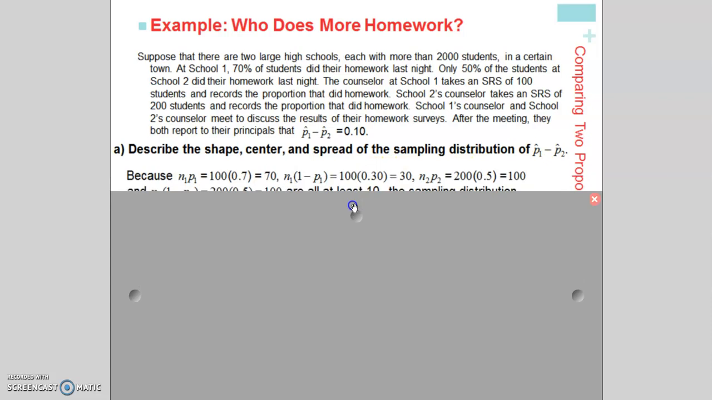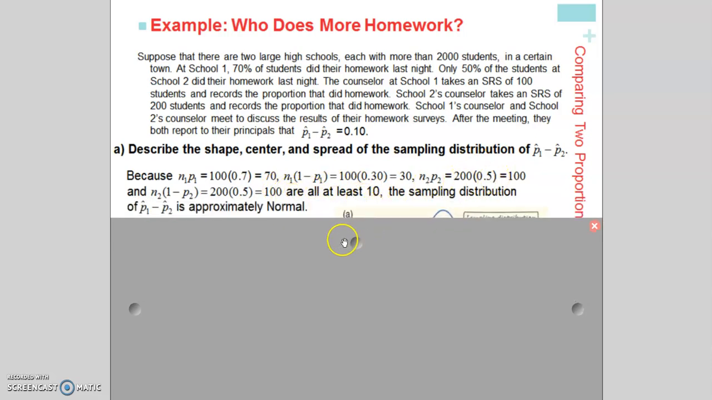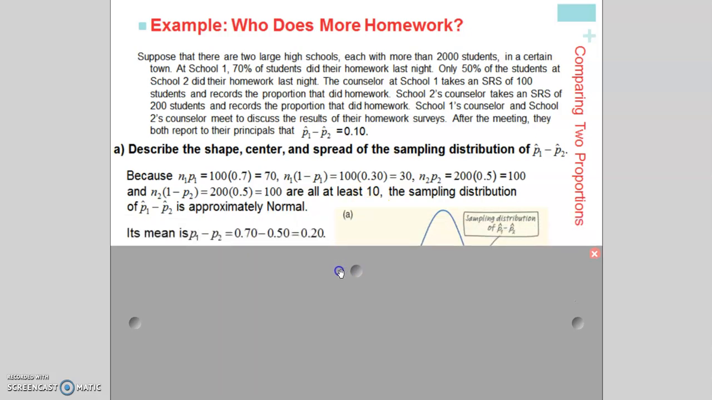Well, we just kind of went over that. So we checked that all of these things are at least 10. N1 times P1, so it's 100 times 0.7, that's 70. And then 100 times 0.3, that's 30. Then 200 times 0.5 and 200 times 0.5, both of those are 100. All of those are at least 10, so the sampling distribution is approximately normal. It's going to be centered at the true difference in those, which is going to be 20%.